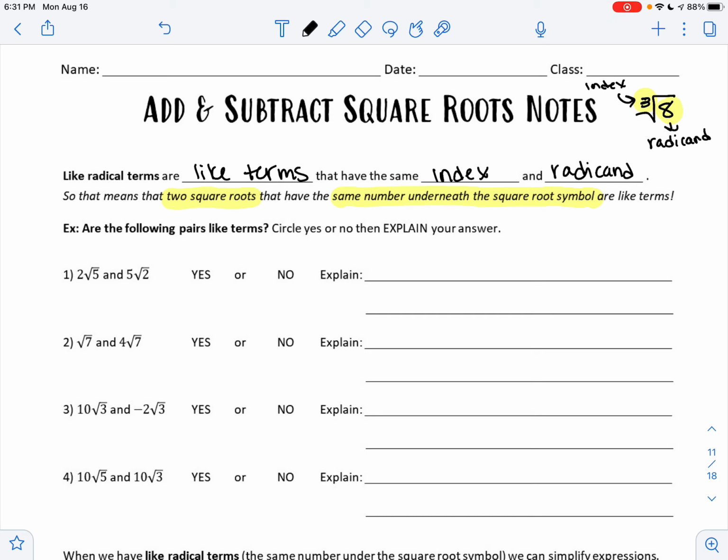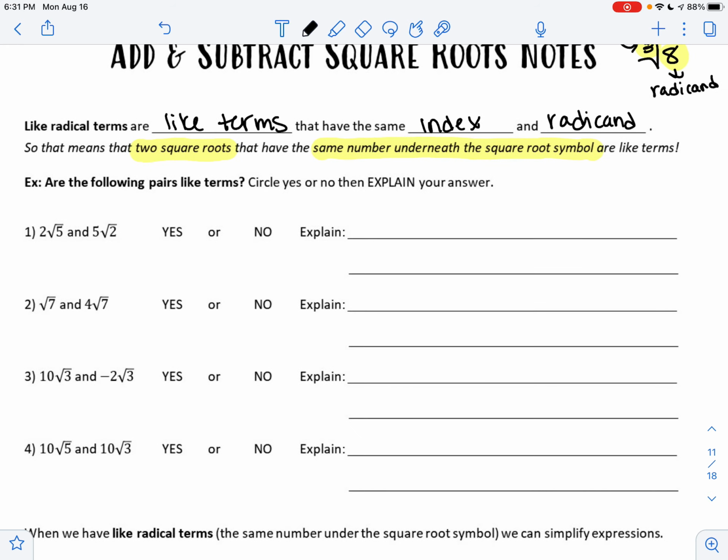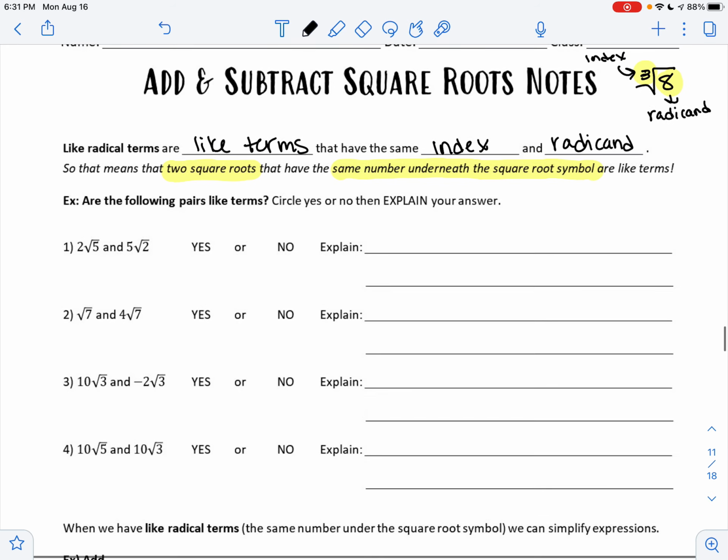So are the following pairs like terms? Circle yes or no, and then explain your answer. So don't just circle yes or no, you gotta write an explanation. That's how they're gonna ask you on the milestone. So we wanna make sure that you know how to do all that.